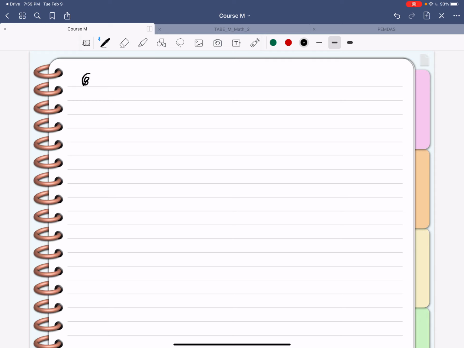Number 8. We have 6 times, parentheses, 13 minus 5, close parentheses, plus 8 squared, and that's all. Parentheses must come first. 13 minus 5 is 8. I don't have to keep the parentheses because I've got the times sign. You can keep them if you want to. It doesn't matter.